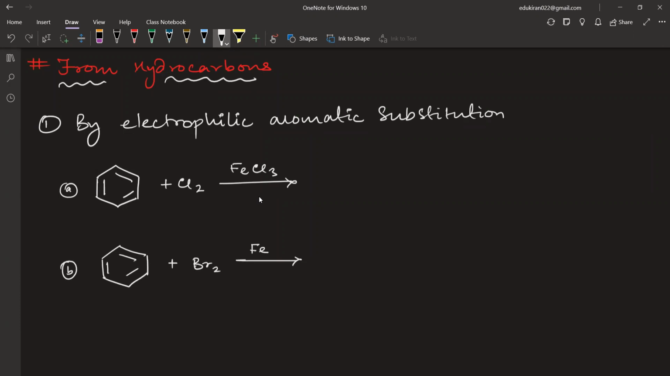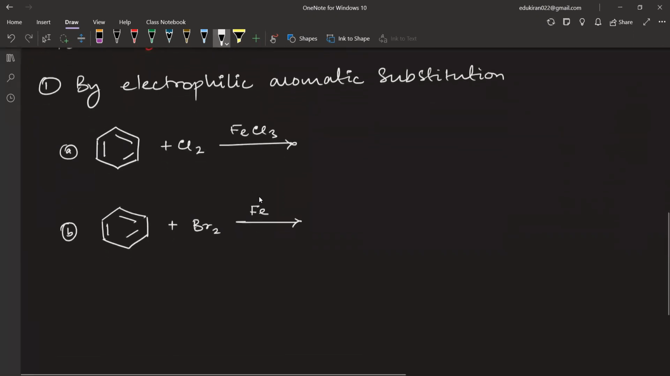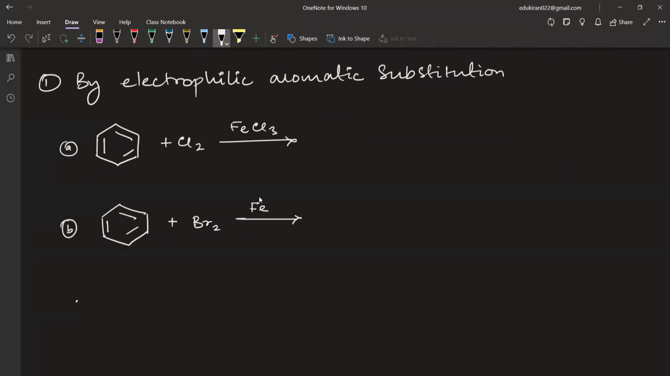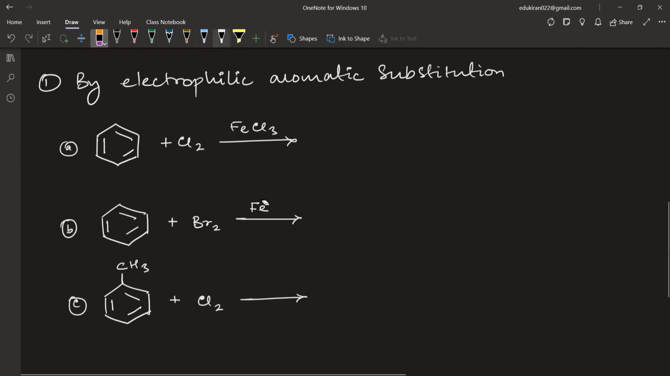In presence of Fe, what will be the product? If you remember electrophilic aromatic substitution of benzene from 11th standard, then you can write the product. And if I tell you the product, then also you will remember it. But first try it on your own. What do you think will be the product?